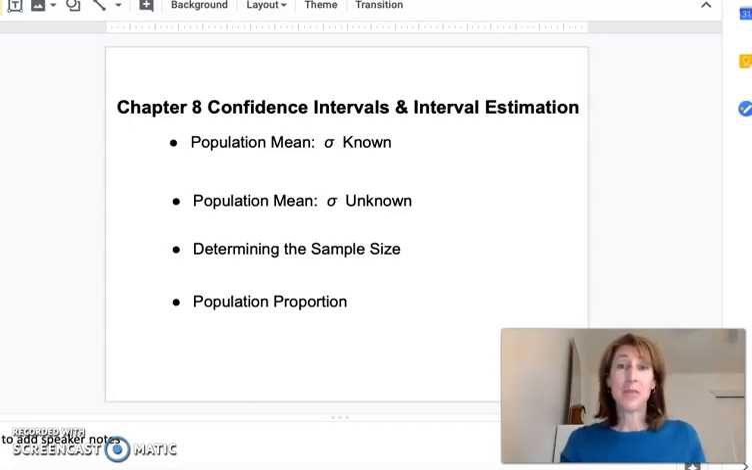This is a bit of a long one, but an important one. So let's get to it. So hopefully you've read the chapter, you feel ready to go. We're going to be learning about confidence intervals and interval estimation, and we're going to do basically four things.